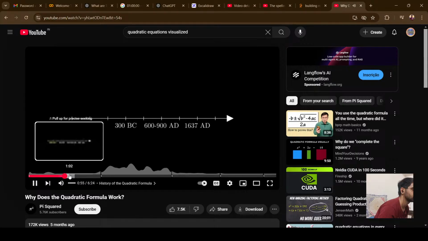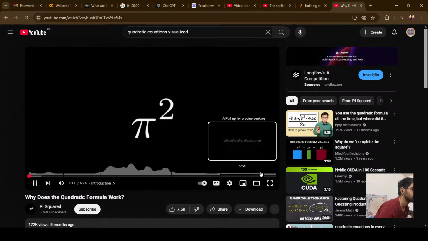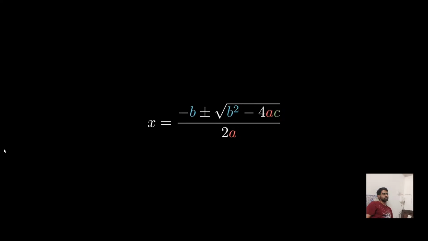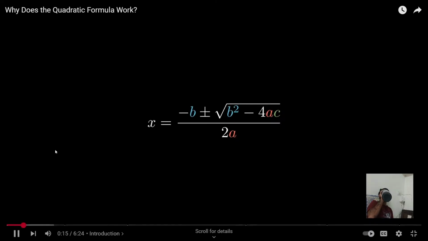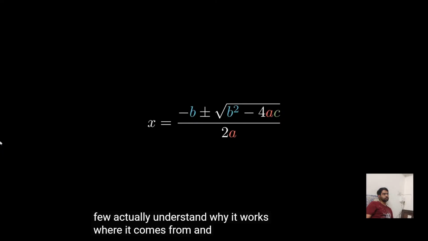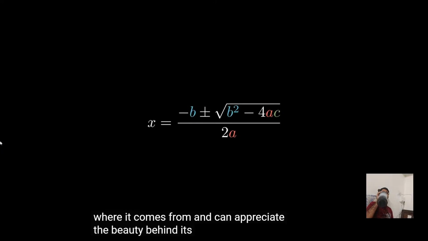Yep, that's right. As early as 2000 BC, we already have... This is one of the most famous formulas in all of human history. It's the quadratic formula. It describes the zeros of any quadratic function. Most people learn this formula by memory, but very few actually understand why it works, where it comes from, and can appreciate the beauty behind its development.